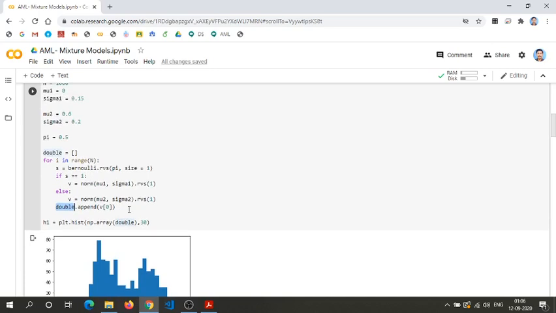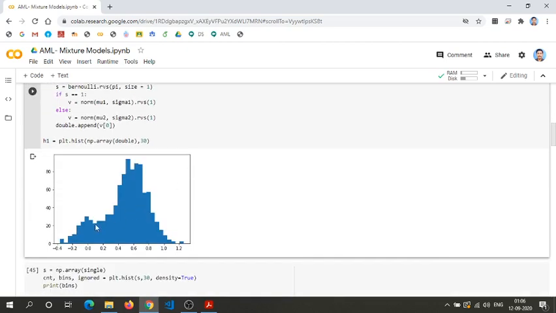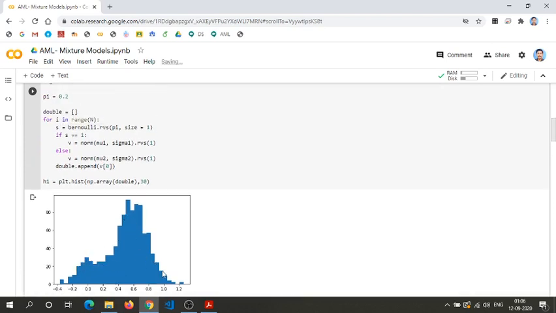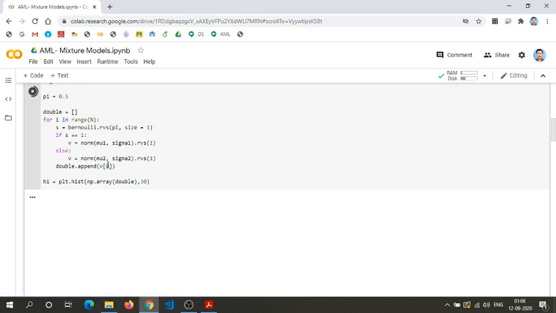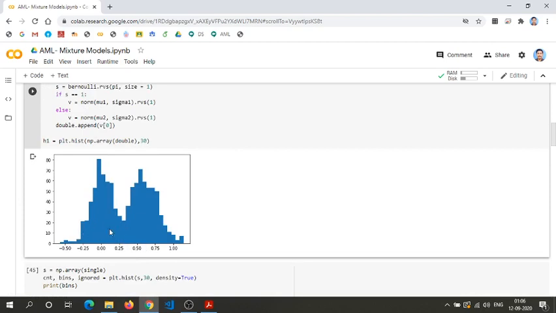It's because you have taken it as 0.5. Let's change this to 0.2. So pi 1 is 0.2. You can see this is the small set now, and this is the large set. So pi 1 is 0.2 and pi 2 is 0.8. And by changing mu1 and sigma 1 appropriately, you can get two values. Now the values are mixed up.